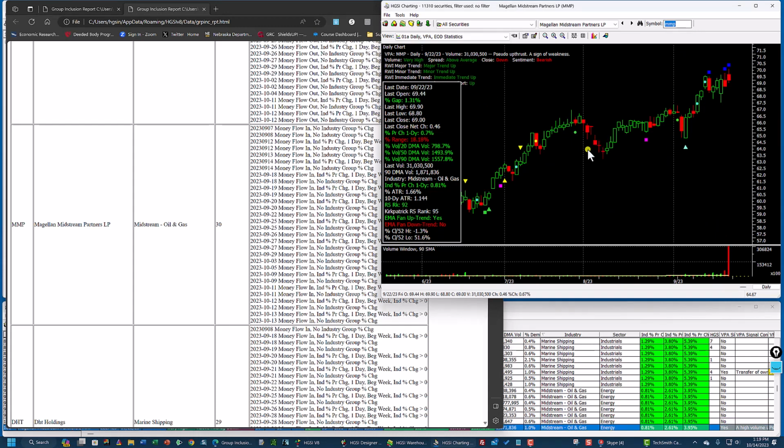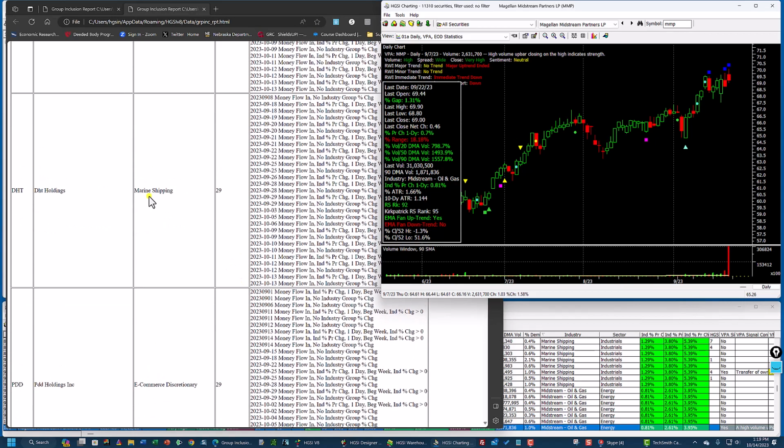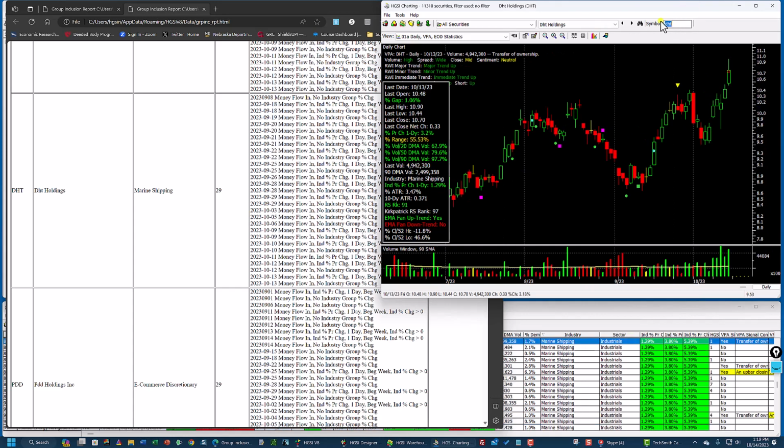And September 7th would have been right. Well, this one doesn't count. It isn't trading anymore. It's been bought out. Here's DHT Marine Holdings. It goes back to the 8th of September. Marine stocks have been strong for a long time. So DHT, the first time was the 8th of September.